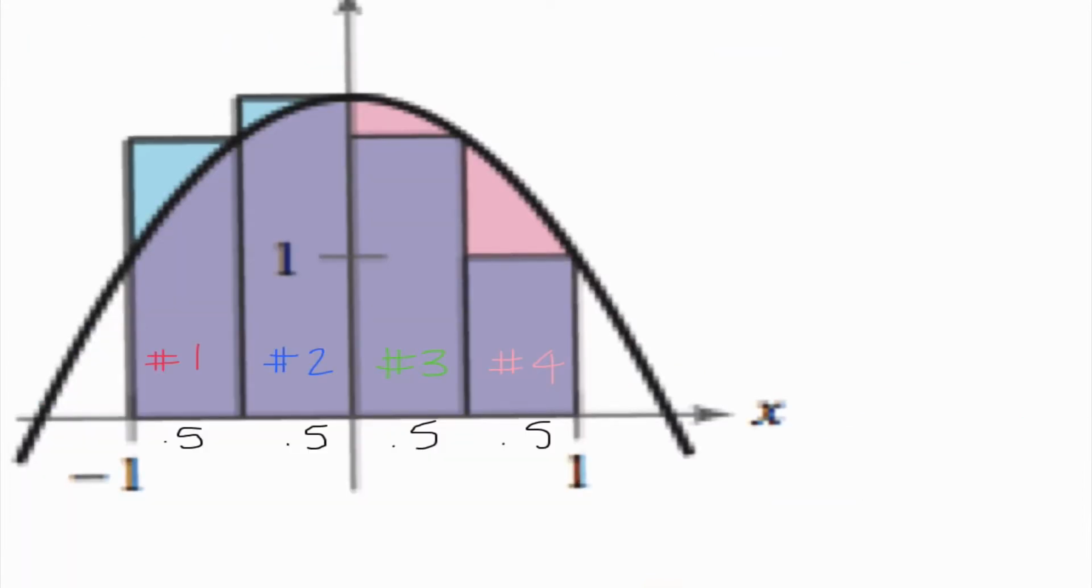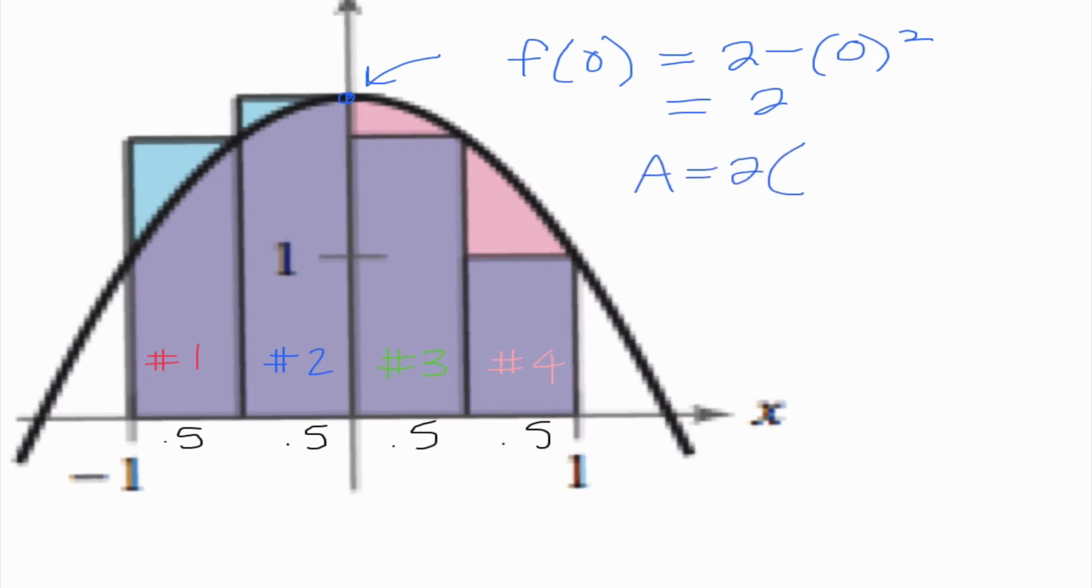Now we're moving on to our second rectangle, which is right here. This time, for my height, I'm going to use this point, which is f of 0 because it has an x value of 0. So I'm going to do 2 minus 0 squared, which is 2. So the area would be 2 times 0.5, which gives us 1.